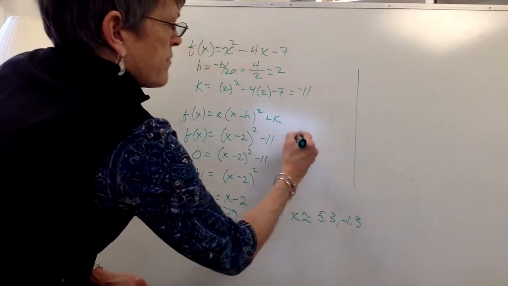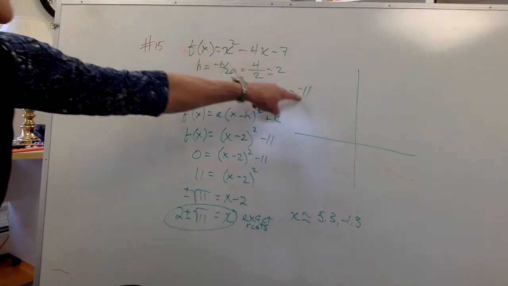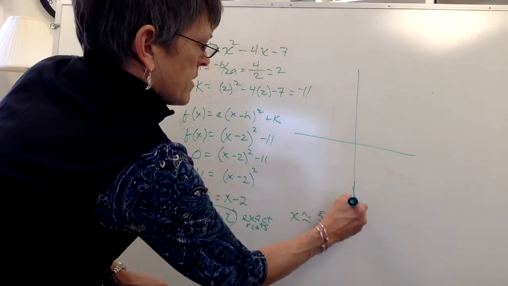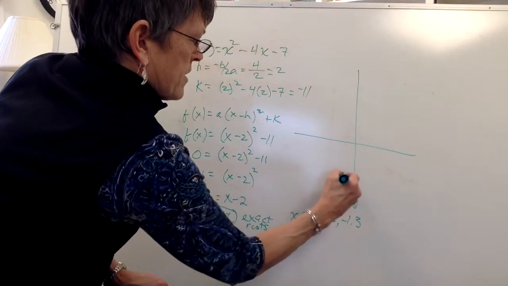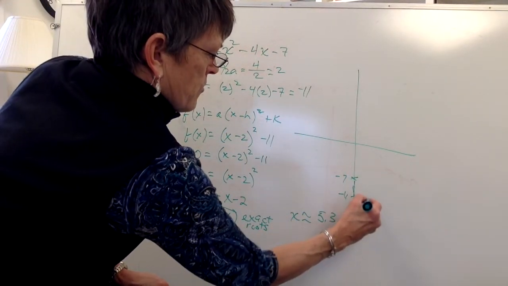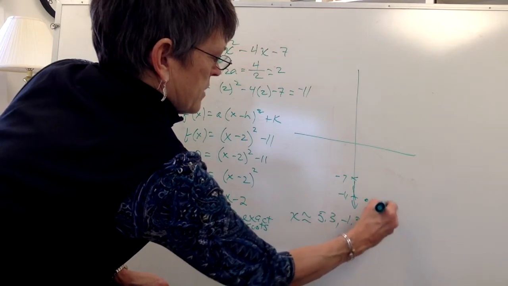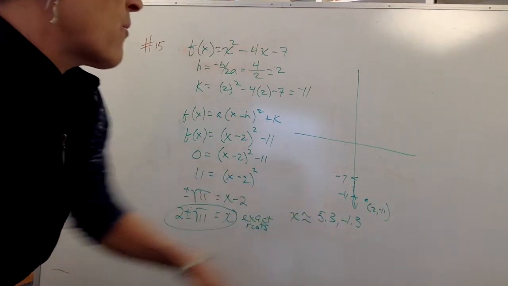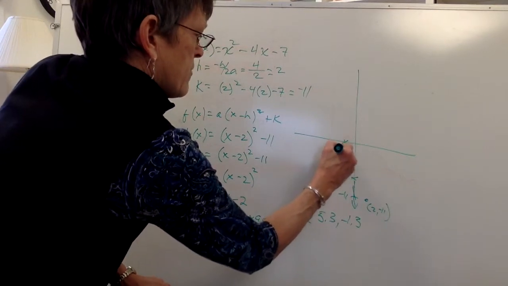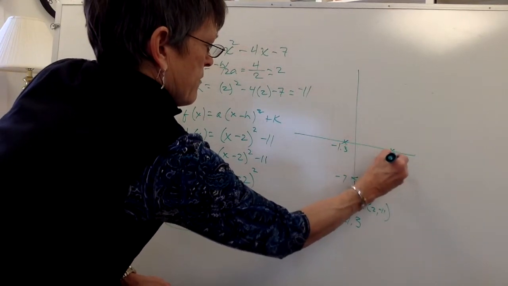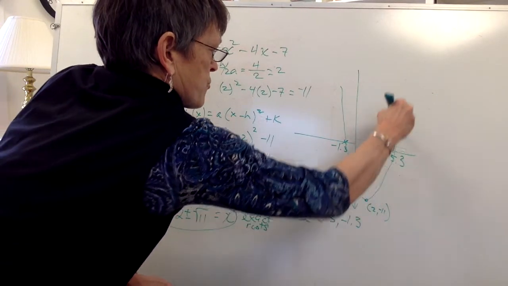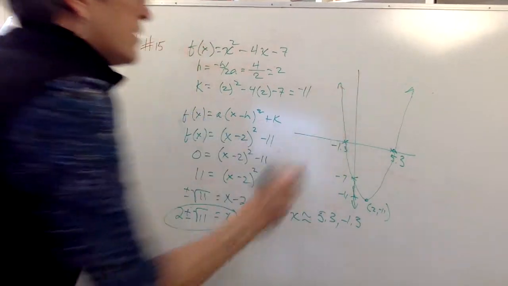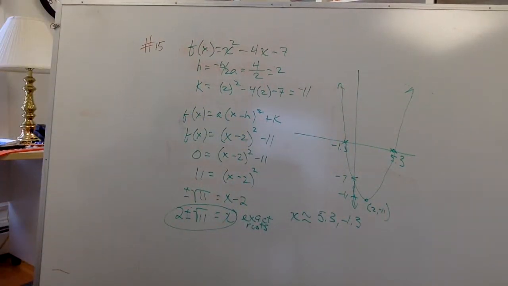So if we were going to graph this, we would have the vertex at 2, negative 11. We'll make that a little bit higher. So there's negative 11. We know that negative 7 is our y-intercept. So here's our vertex at 2, negative 11. And we know that our x-intercepts are at negative 1.3 and 5.3. So we can complete the graph of that. We should have some symmetry. Not too bad, missed a little bit there. But there you go. There's a graph of our parabola given by the equation f of x equals x squared minus 4x minus 7.